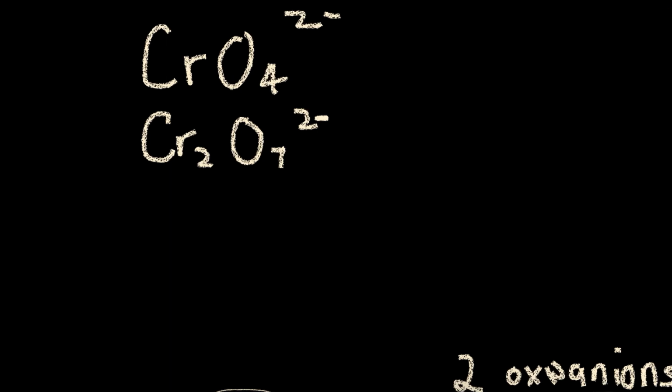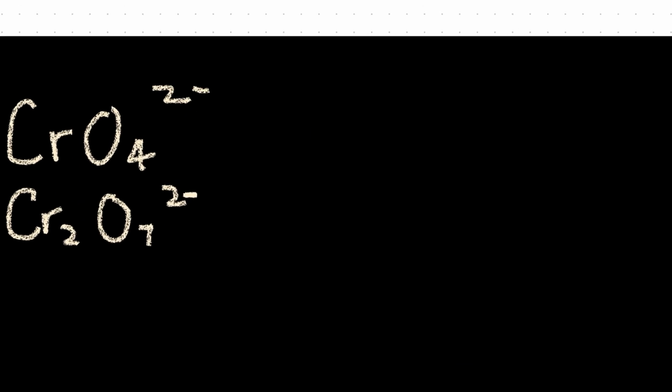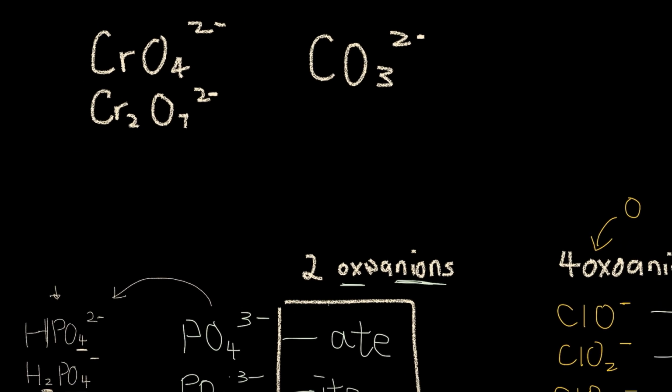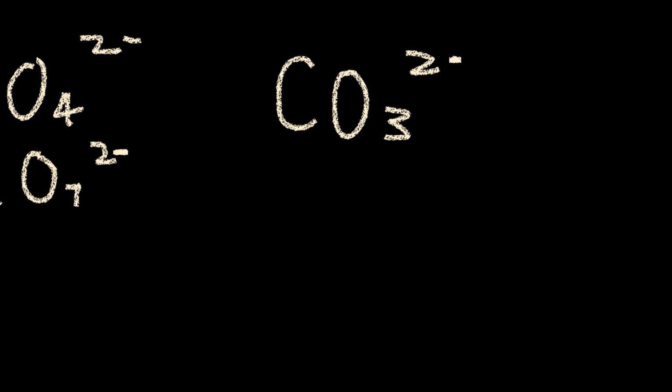And we also have permanganate, MnO4 minus. That's an easy one to memorize. And the last one we're going to talk about today is carbonate. Carbonate is also a little bit of an exception from the 2 oxoanions and 4 oxoanions, so that's why I put it outside the scope here. Just remember this is carbonate. You just have to memorize it.